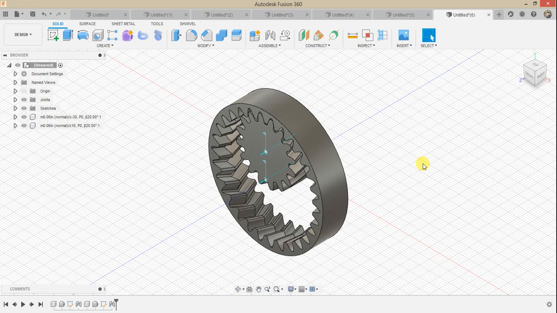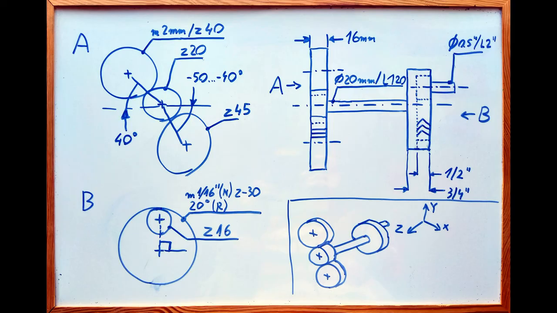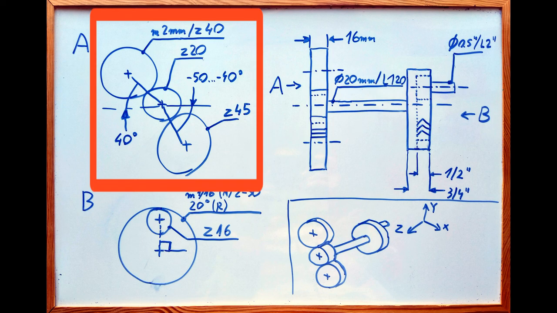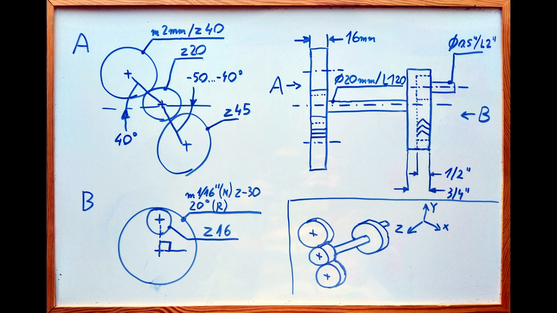Now let's prepare the second end, B. Assume such requirements on this side. Module 2 mm, driver 20 teeth, upper gear 40 teeth, lower 45, thickness 16 mm, straight teeth with chamfers on the left. First, let's prepare the driver and the upper gear.